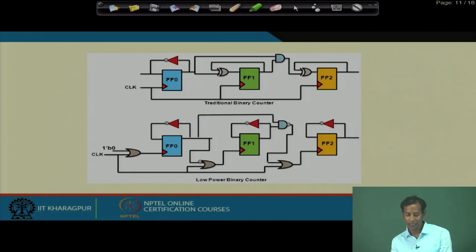Okay. So, here if you see, I need one inverter, 2 XOR gates and 1 AND gate, but here what do I need? I need 3 inverters, 1 AND gate and 3 OR gates. So, that means I have increased the area, and by putting in this clock gating circuit we are also decreasing the speed, but we can achieve an enhancement in terms of power. The traditional binary counter is now converted to a low power binary counter.